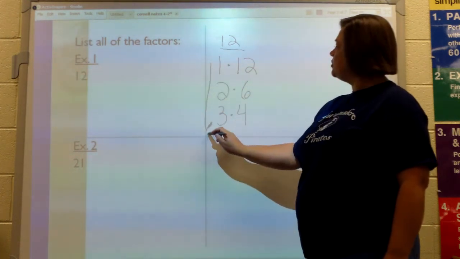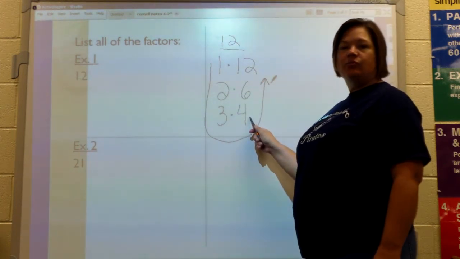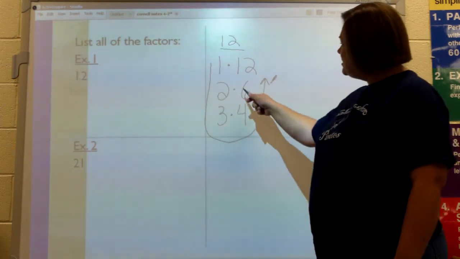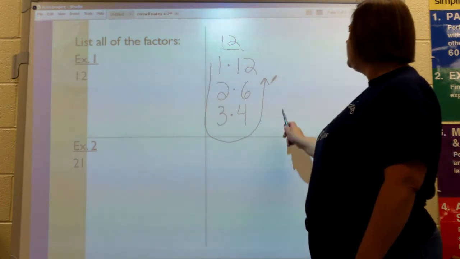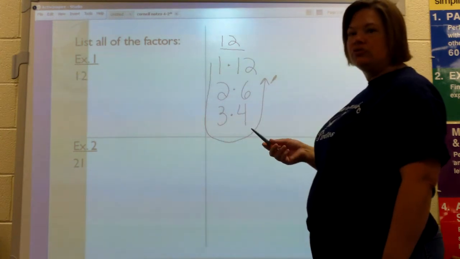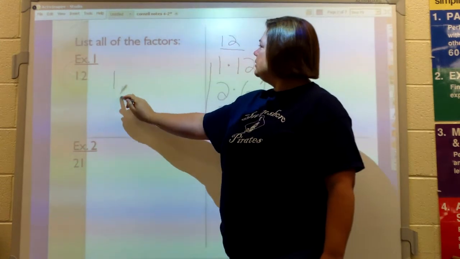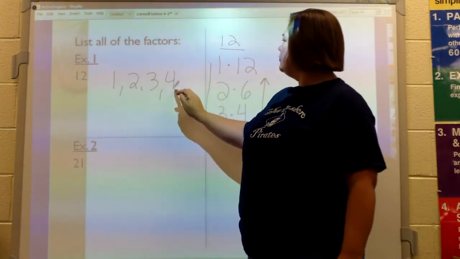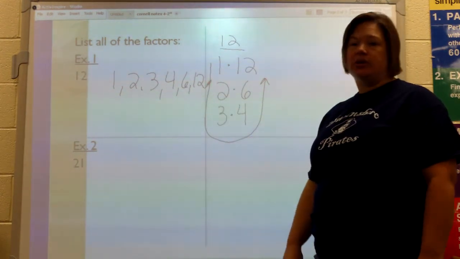If I do it in this order, I know to stop when I get to that 4 because these numbers are just going to repeat themselves, like 4 times 3, 6 times 2, 12 times 1, which are the same problem, so we don't need to write them over again. I have them in numerical order already, which you should write them in for your answer. We're just going to write 1, 2, 3, 4, 6, 12. Those are our factors for 12.